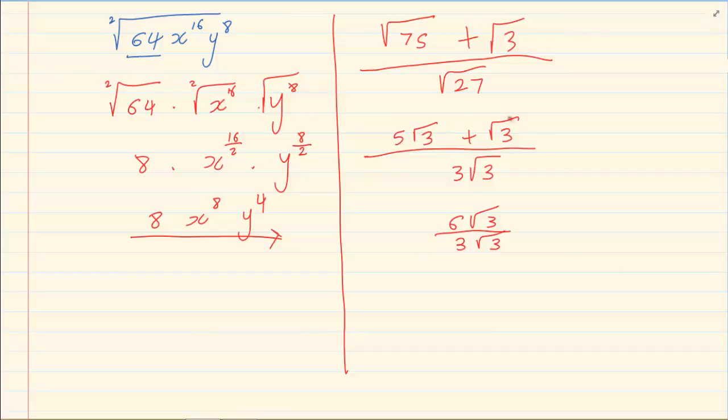Remember, once they are in their simplest form, see the root sign as an unknown. Like 5k plus k is 6k. Once we've joined it, we can now cancel the roots. We have 6 over 3, which is equal to 2.